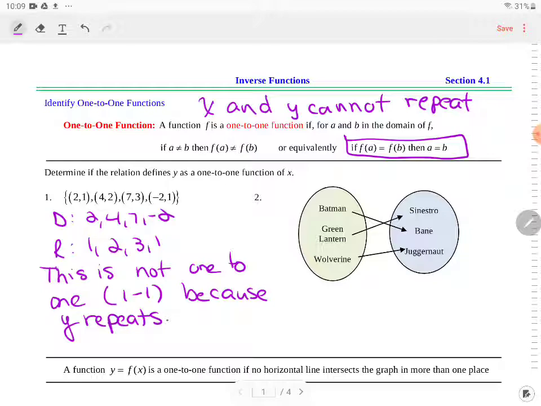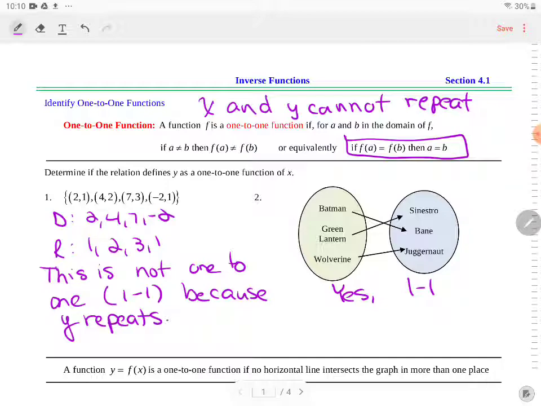On the second one, this would be like a mapping. And you can see each name in the first circle, each superhero, corresponds to exactly one villain. So yes, this is one-to-one, because neither the domain repeats nor the range repeats.